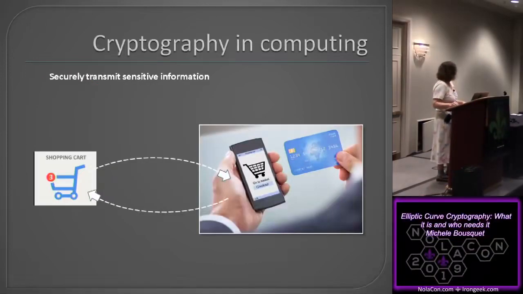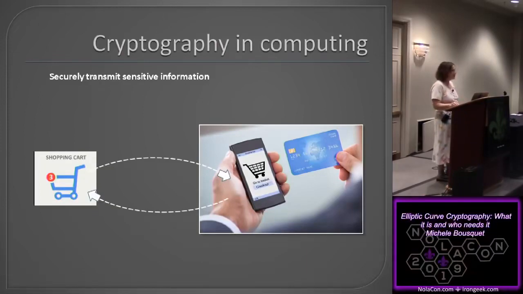So just a really basic thing. Cryptography in computing is used to transmit sensitive information. I don't think there's anybody here that doesn't know this. But basically, on any kind of device that's going to transmit information, particularly wirelessly, you want to be able to encrypt it before sending it off.